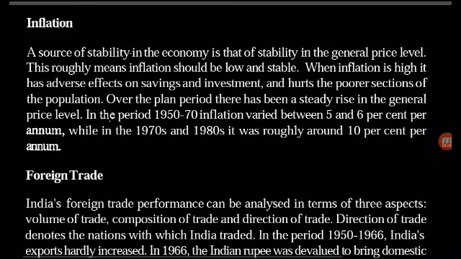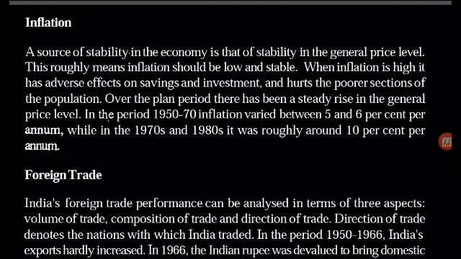Inflation. A source of stability of the economy is stability in the general price level. This roughly means inflation should be low and stable. When inflation is high, it has adverse effects on savings and investment and hurts the poorer sections of the population. Over the plan period, there has been a steady rise in the general price level. In the period 1950 to 70, inflation varied between 5 and 6% per annum, while in the 1970s and 1980s it was roughly around 10% per annum.